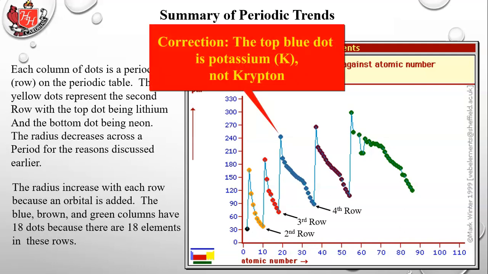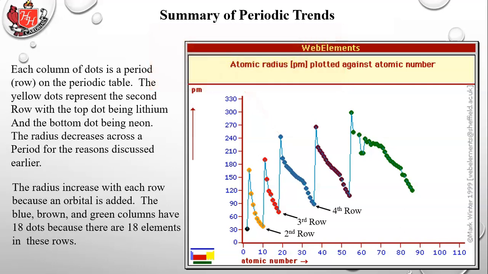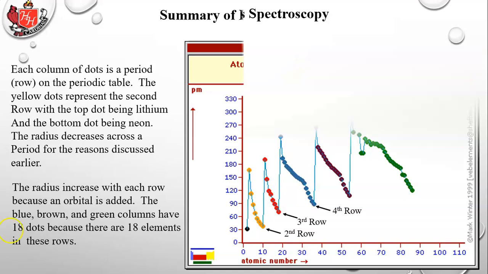Now, the reason that the blue dots and the purple dots and the green dots have so many more dots is because that's when you get into the transition metals. So you actually have 18 elements across the fourth, fifth, and sixth rows. So let me read this. The radius increases with each row because an orbital is added. The blue, brown, and green columns have 18 dots because there are 18 elements in these rows.